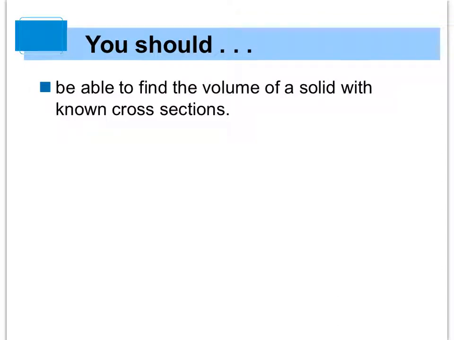So again, in this video, we talked about finding the volume of a solid that has known cross sections. So the idea in the video is you're going to be given the base of the figure, and you're going to be given the cross sections. And cross sections are just slices of the figure. So what you're doing is you're finding the area of each cross section, so an equilateral triangle or a rectangle, and you're adding them all up for the whole figure to find the volume of the whole three-dimensional figure.